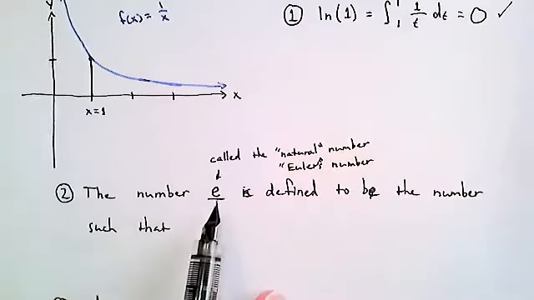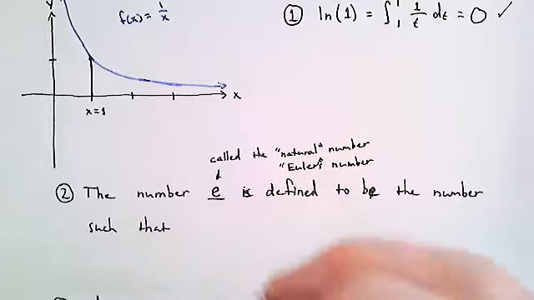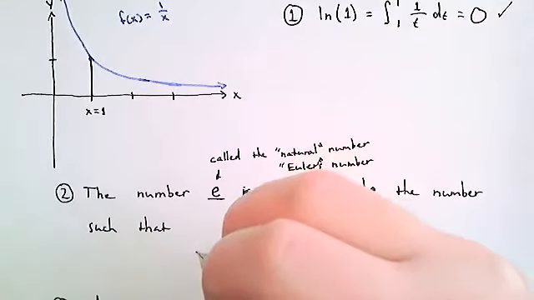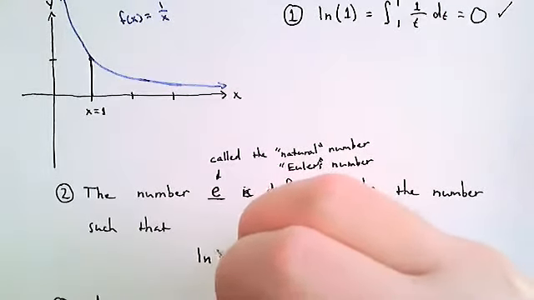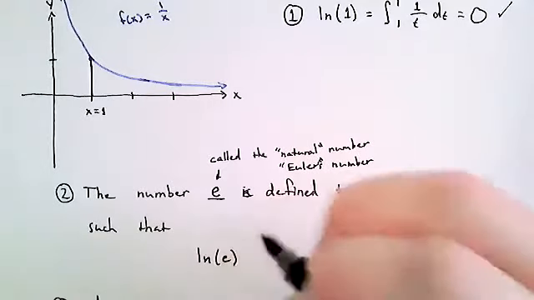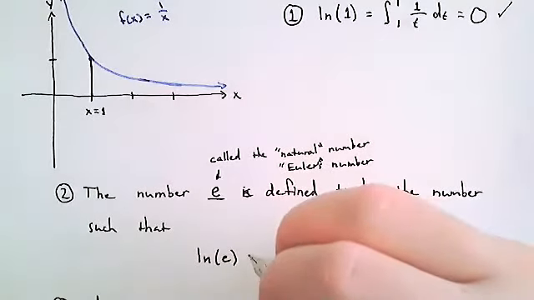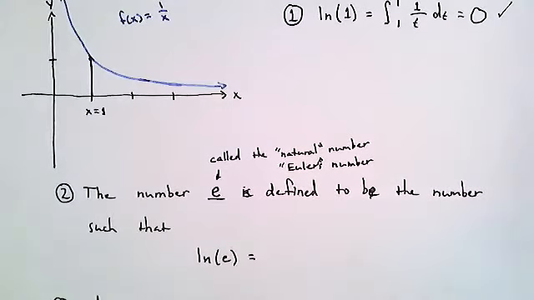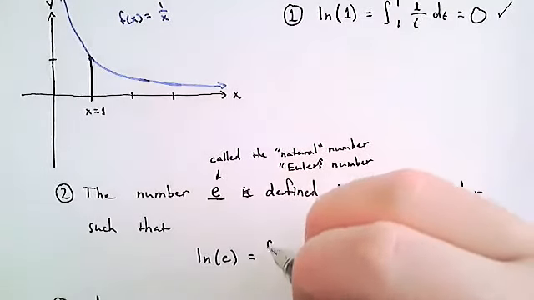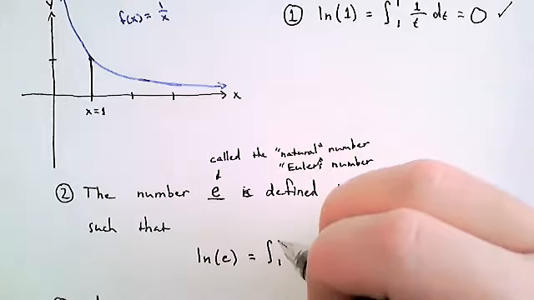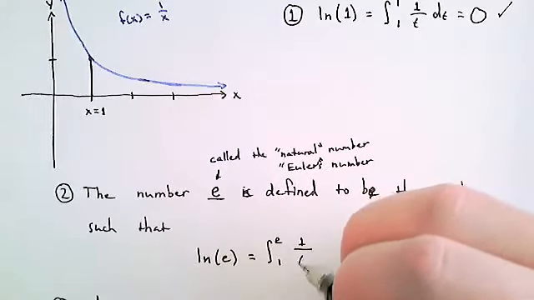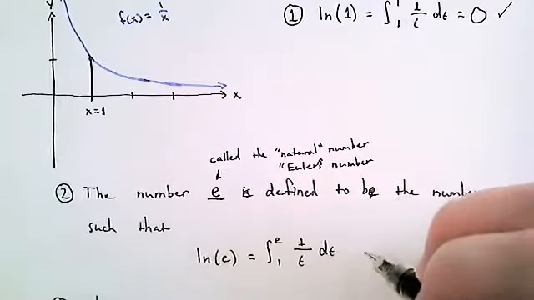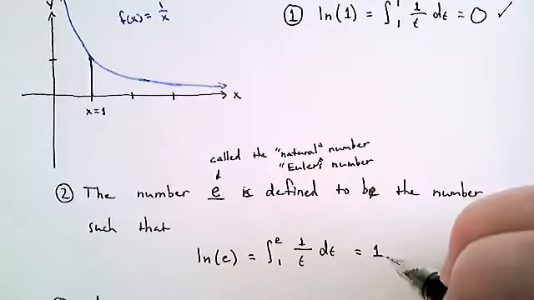So this so-called natural number also has a very complicated definition. So it's the number such that the natural logarithm of e is equal to 1. So it's the number where this integral from 1 to e of 1 over t dt is equal to 1.